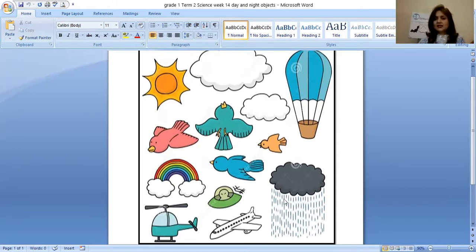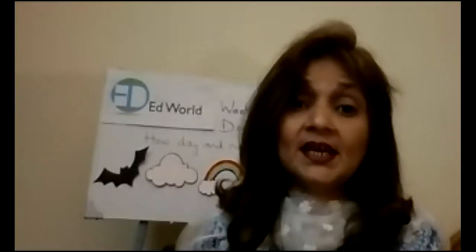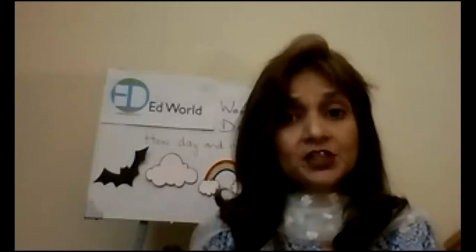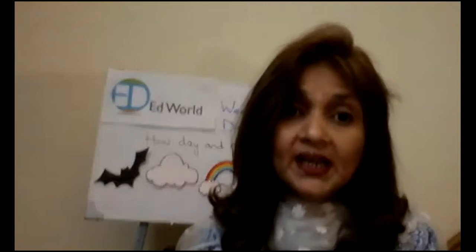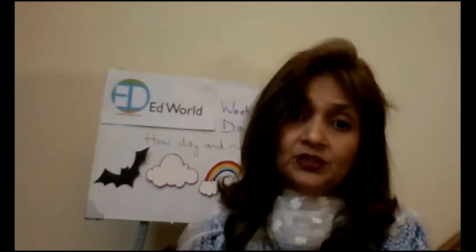And what is this? This is rain. So when can you see rain? Rain can happen at any time. It might happen at daytime. It might happen at nighttime, right? So these were the different pictures that you can see at the different times of the day and night, right? But my question is how day and night are formed.